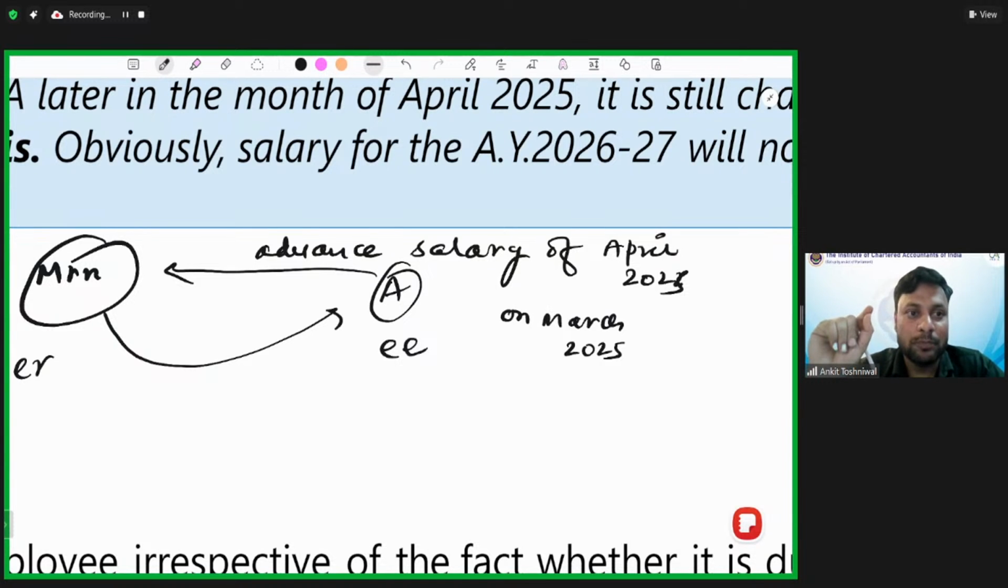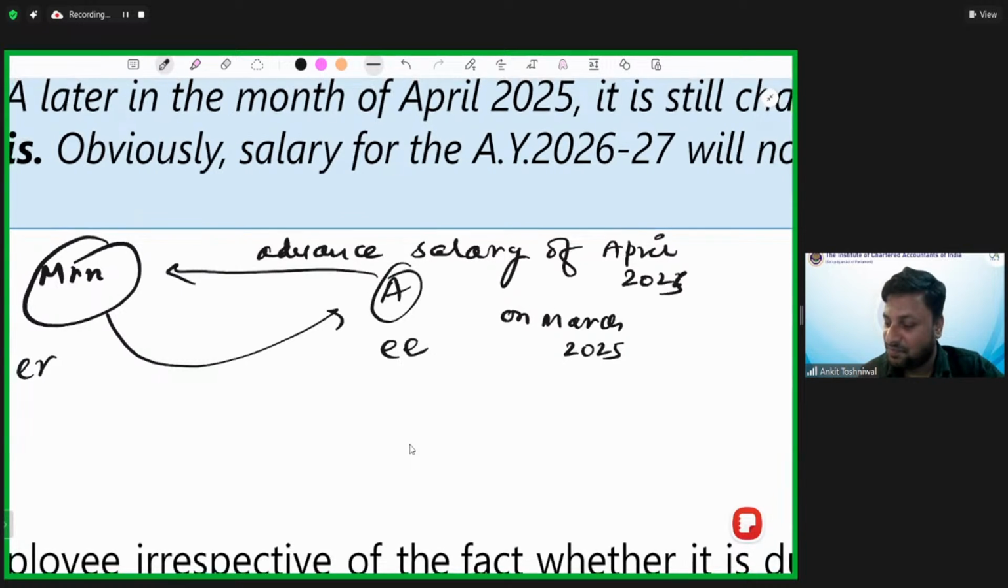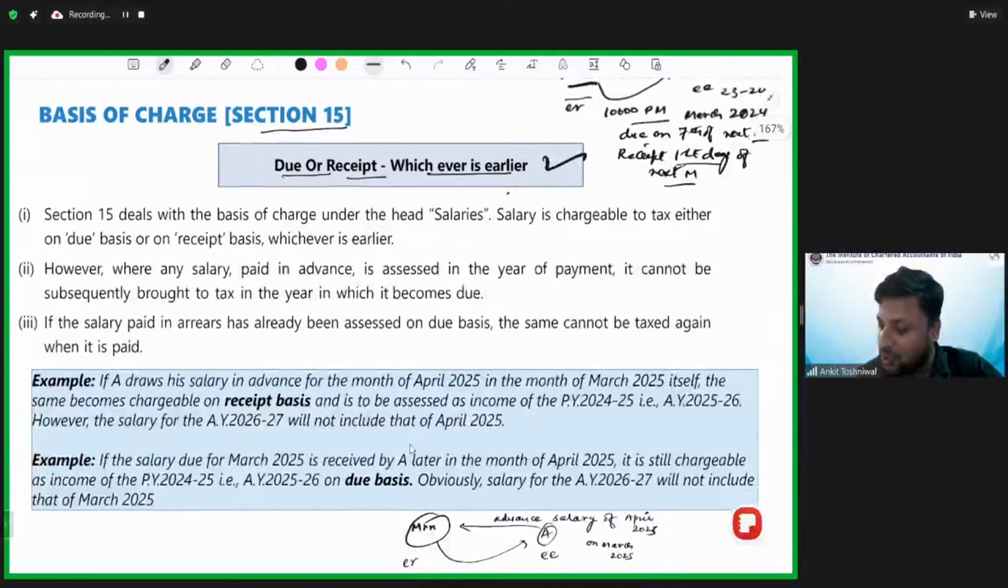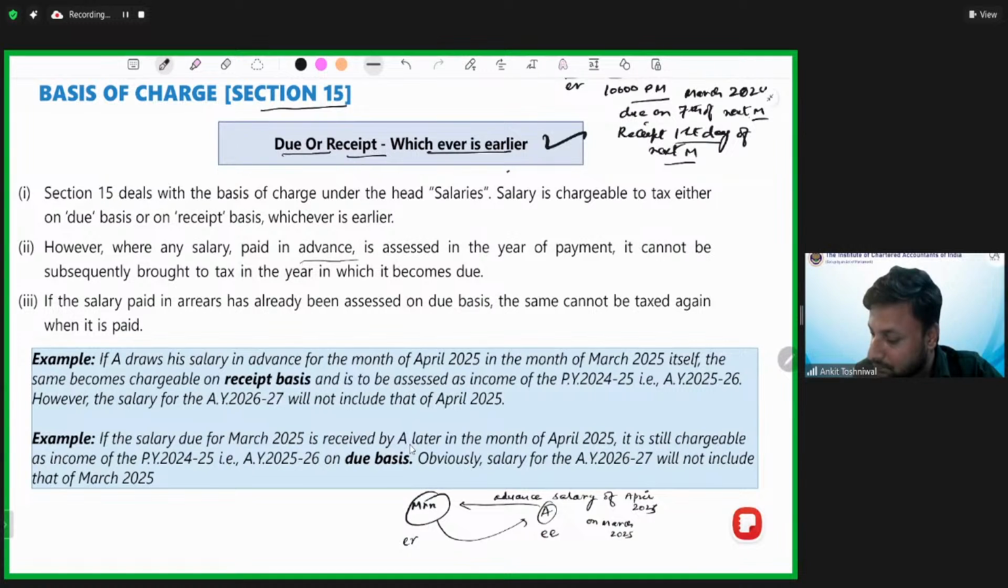So advance salary is always taxable on receipt basis.